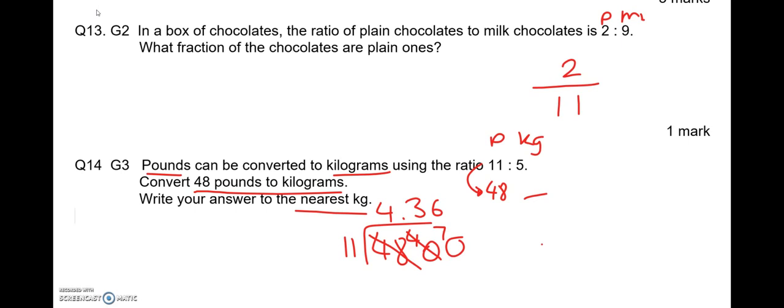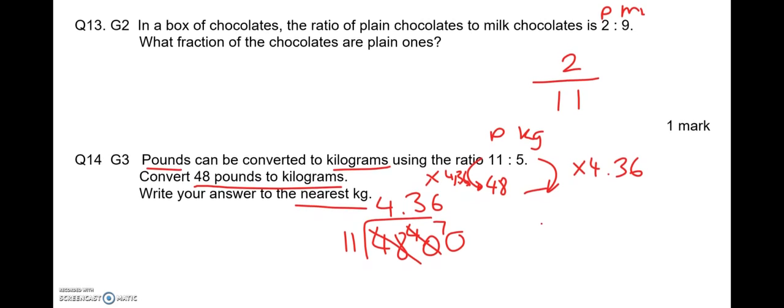Now what we're going to do, we can place this in, so 4.36. 11 has been multiplied by 4.36 to get 48. So we're going to have to do the same with the 5. So multiplied by 4.36. So 5 lots of 4.36. The easy way to do this without a calculator would be to multiply it by 10 and then halve it. 4.36 times 10 is 43.6.